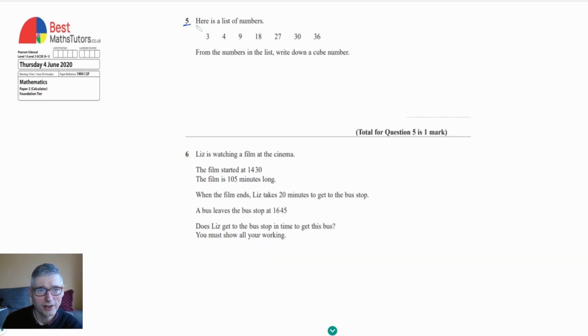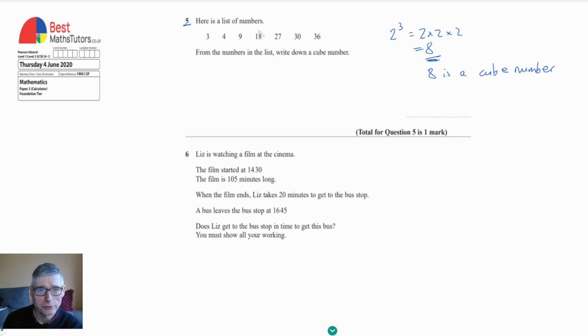Moving on to question 5, it says here's a list of numbers, and from the numbers in the list we've got to write down a cube number. A cube number is a number which we can get by cubing any other number. For example, if we were to cube the number 2, that would be 2 cubed, which means 2 times 2 times 2, and that would be 8. That means 8 is a cube number.